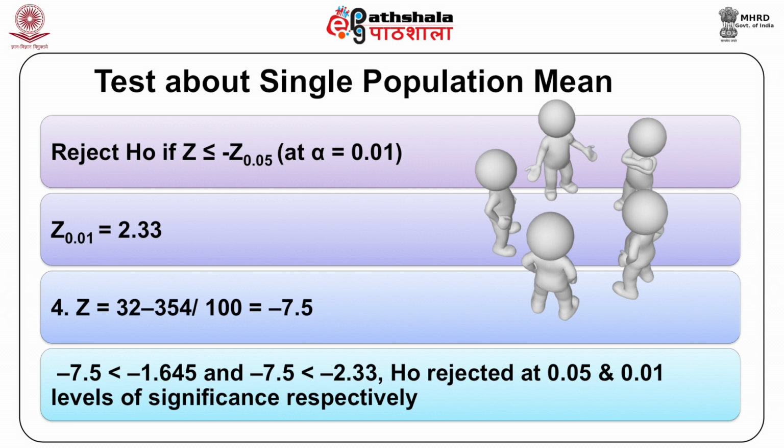Z 0.01 is equal to 2.33. 4. Z is equal to (32 minus 354) divided by 100, which is equal to minus 7.5. Since minus 7.5 is less than minus 1.645 and minus 7.5 is less than minus 2.33, H0 will be rejected at 0.05 and 0.01 levels of significance respectively.